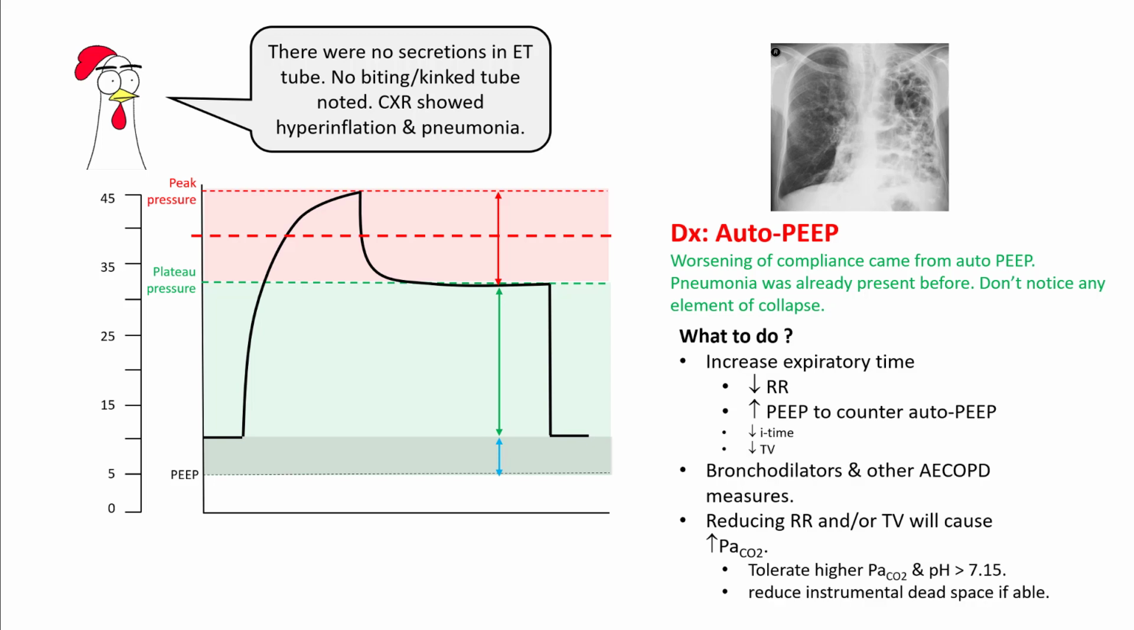You have to give the patient enough expiratory time, decrease the respiratory rate, increase the PEEP to counter autoPEEP, decrease inspiratory time and tidal volume, clear off the secretions, use bronchodilators and treat COPD. Decreasing the respiratory rate will certainly increase the PaCO2, and it will be absolutely okay to tolerate higher PaCO2 and pH more than 7.15.